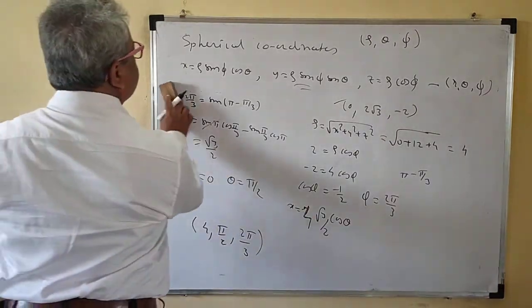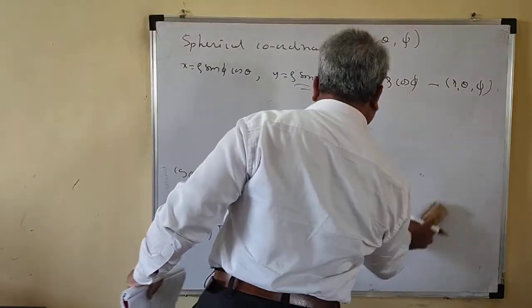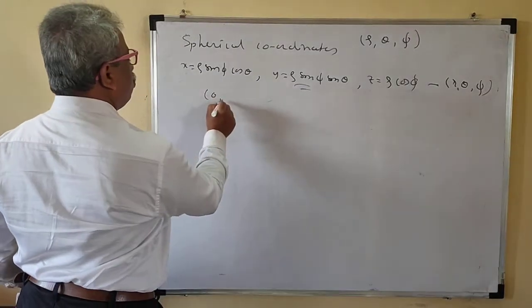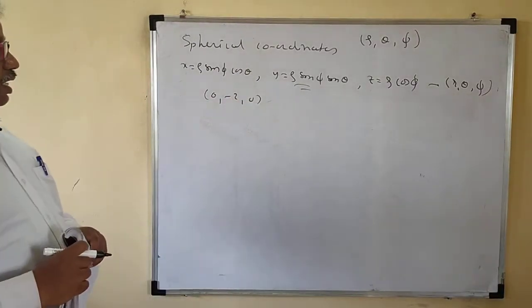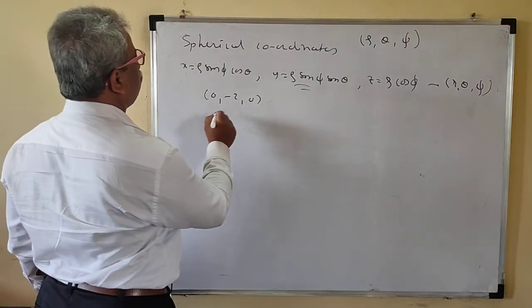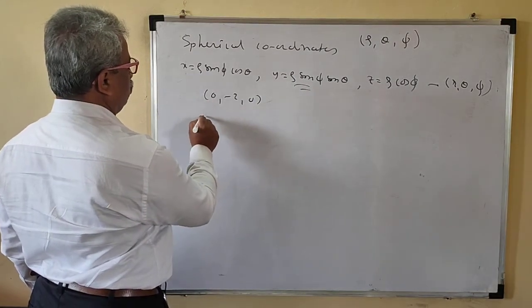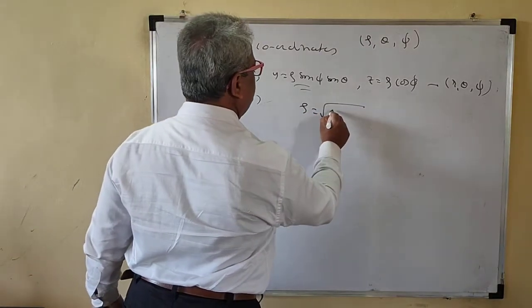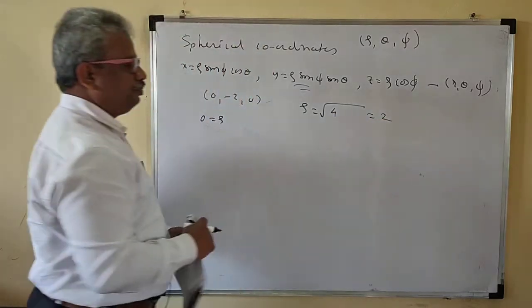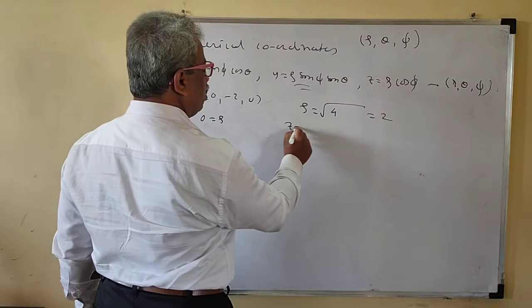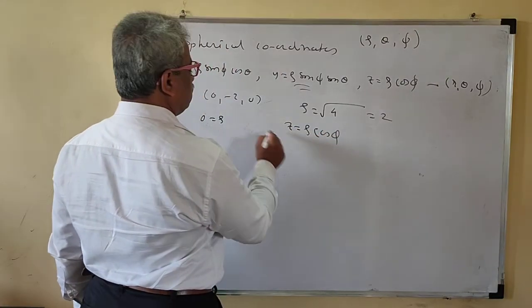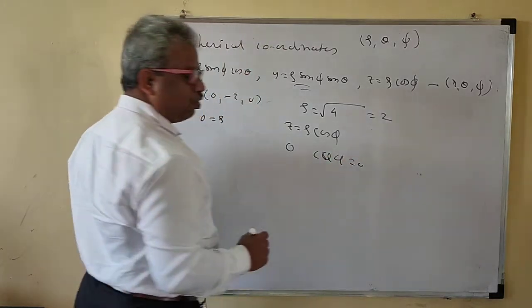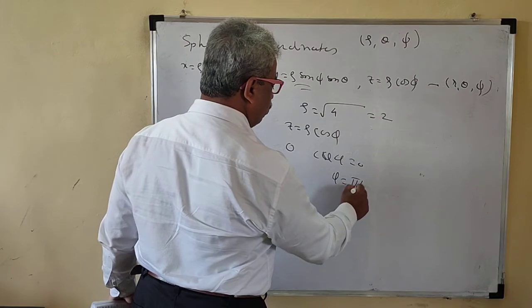Suppose we'll take a simple problem. You have 0, minus 2, 0. These are the Cartesian coordinates. That means you have given x is equal to 0. First we'll find rho now. So this is minus 4 becomes 4. Rho is 2 now. Your z is what? Rho cos phi. So your z is 0, so cos phi is 0. Cos phi 0 means phi is equal to pi by 2.